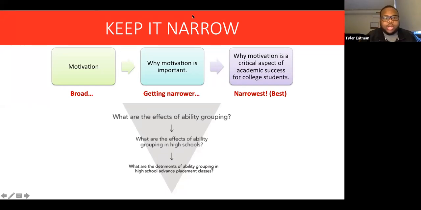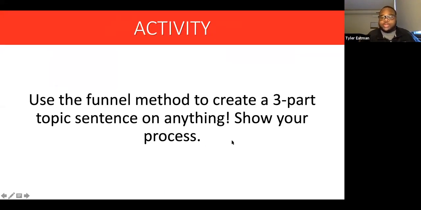All right, so that is time. I want to ask if anyone would like to share their topic sentence or their three-step process to their topic sentence, using the funnel method or the three-step method that was in the pitch share.